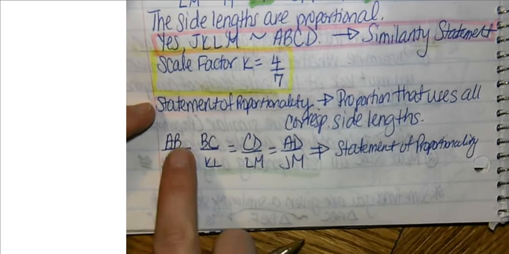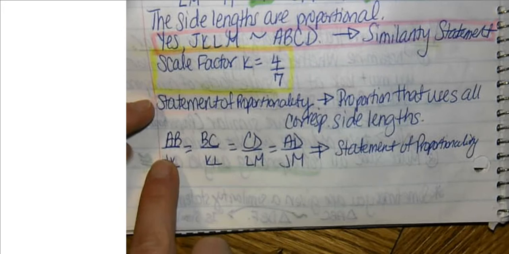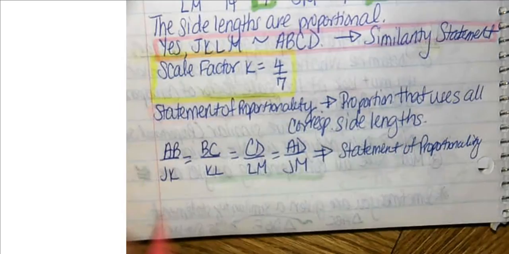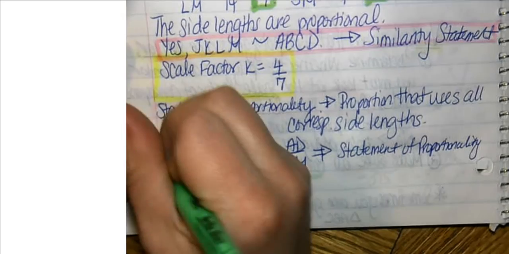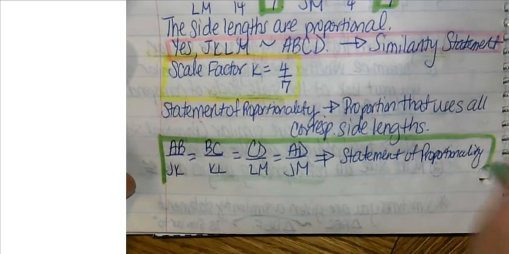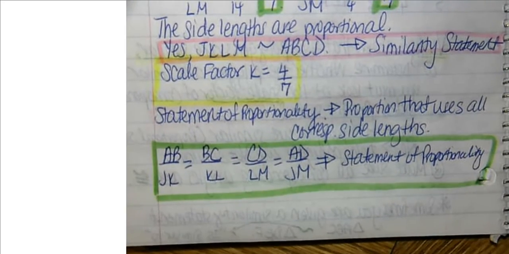Notice that I have ABCD information up top and JKLM information down below. Using the correct, or consistent, ordering of my letters and consistent ordering of my fractions, I now have myself a statement of proportionality. So you're going to see some directions that ask you to identify the statement of proportionality. This is what you will write.